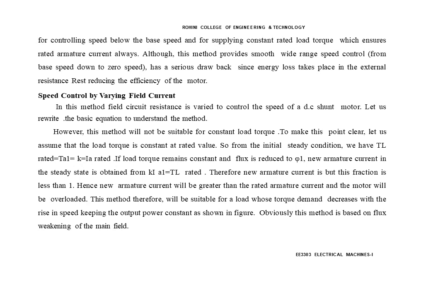To make this point clear, let us assume that the load torque is constant at the rated value. So from this initial steady condition, we have the rated load torque T equal to K times I_a rated. If the load torque remains constant and the flux is reduced, the new armature current in the steady state is obtained from K φ I_a1 equal to T_L. So this method is suitable for loads whose torque demand decreases with a rise in speed, keeping the output power constant.